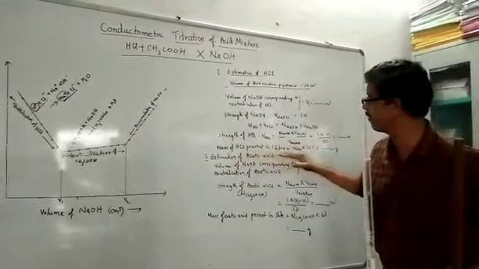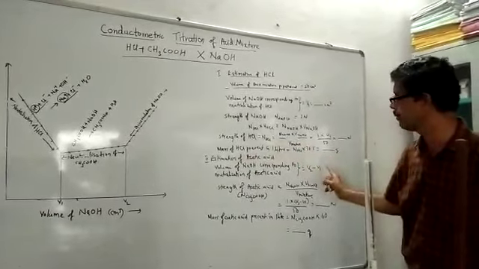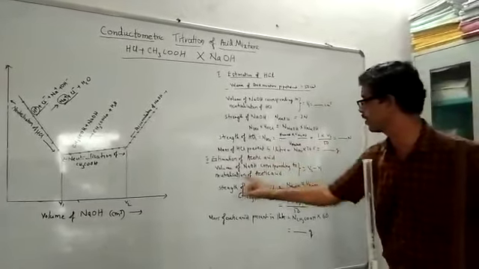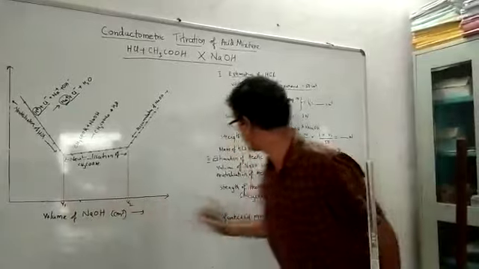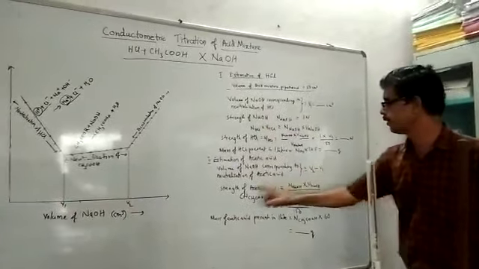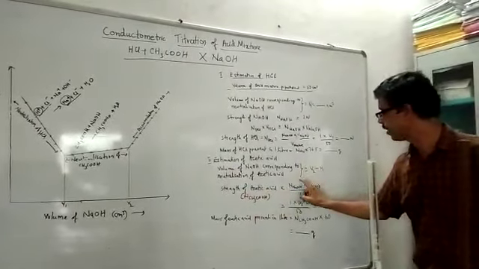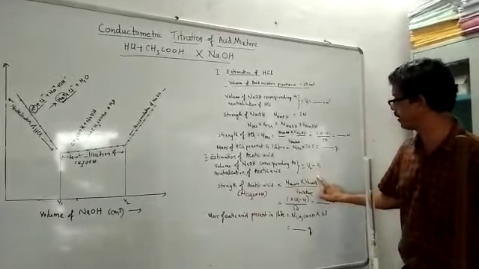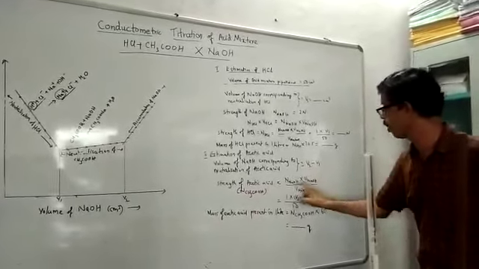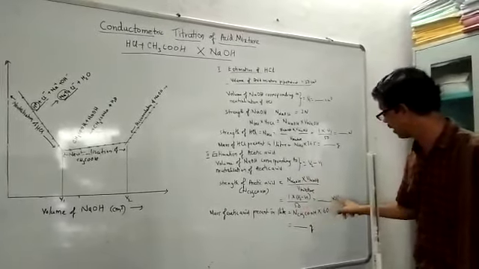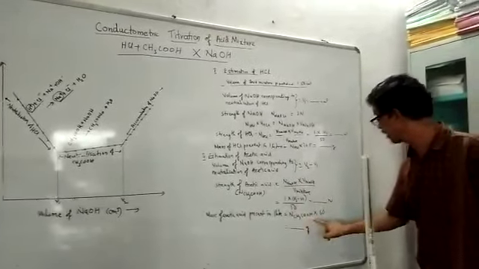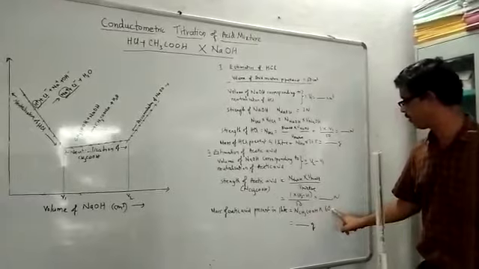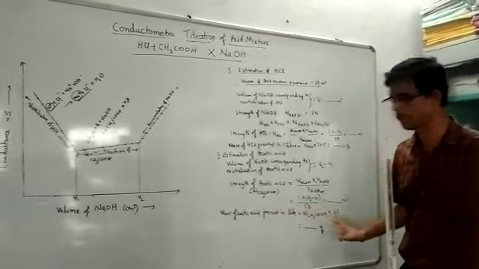Next part is estimation of acetic acid. As I told already, the volume of NaOH corresponding to neutralization of acetic acid is V2 minus V1. So the strength of acetic acid will be the strength of NaOH, that is 1 normal, into the volume of NaOH corresponding to neutralization of acetic acid, V2 minus V1, divided by the volume of mixture, 50. So it will give the strength of acetic acid. Strength of acetic acid into the equivalent mass of acetic acid will give you the mass of acetic acid present in 1 liter.